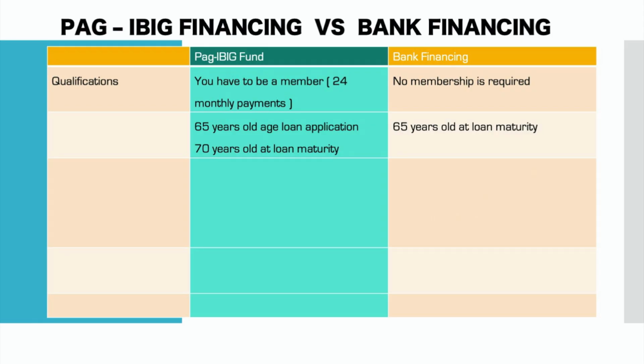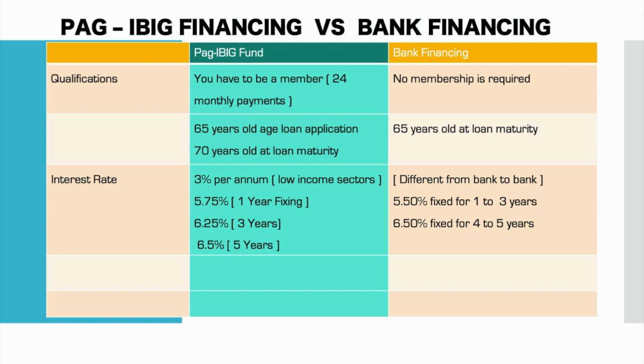So, you can check out my vlog last year about Pag-ibig versus bank. But of course, I have to update that for 2021. But just to give you an overview, first, in terms of application, with Pag-ibig, you have to be a member with 24 months contribution to avail a home loan. So unlike sa banks, no membership is needed.